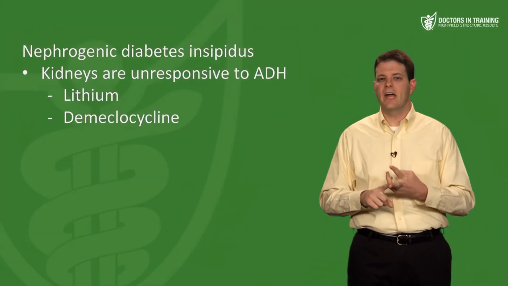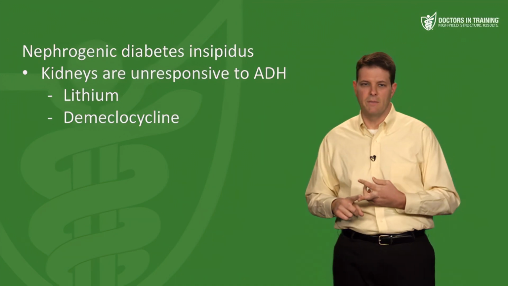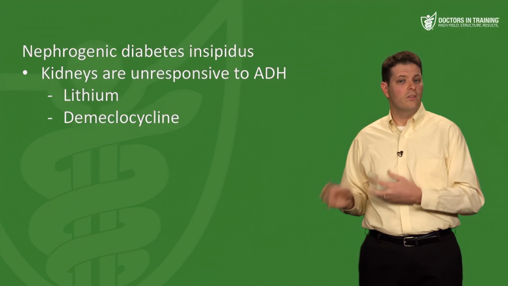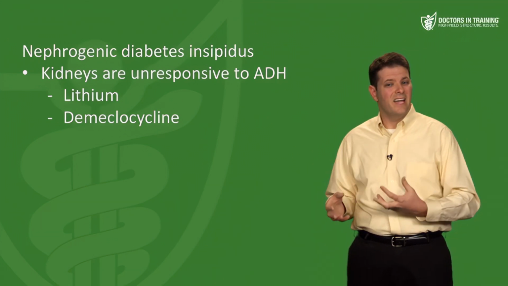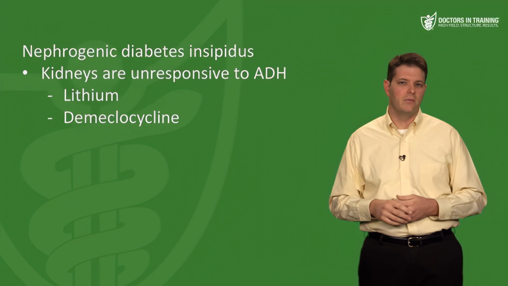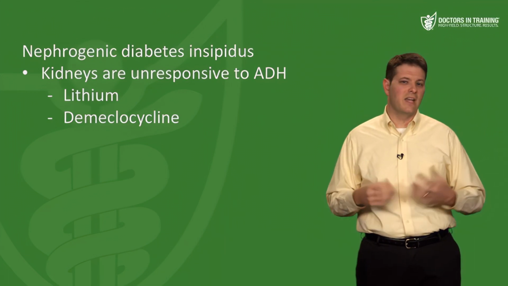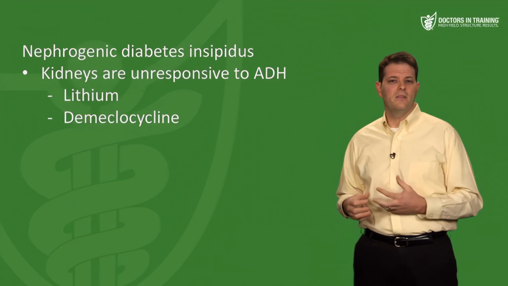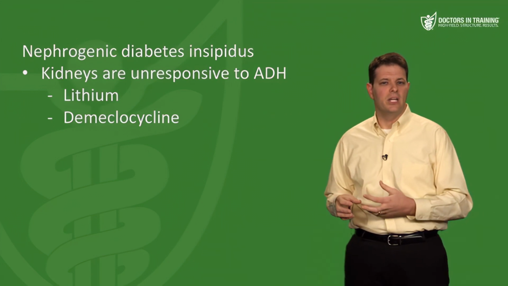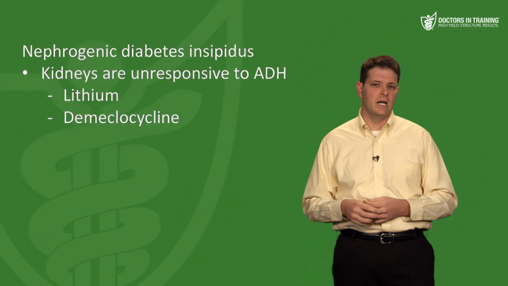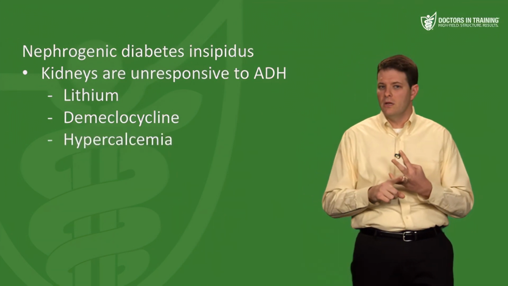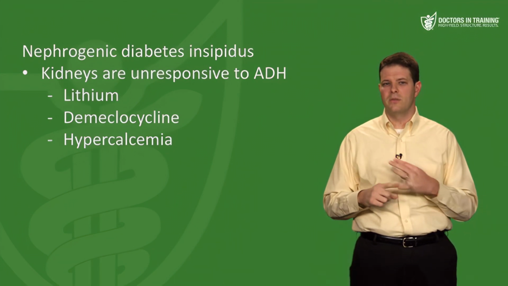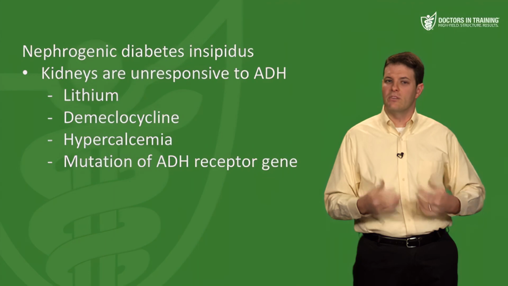So lithium is one drug that can cause nephrogenic DI. Another drug is demeclocycline, which is a cousin of tetracycline. Demeclocycline also interferes with the action of ADH, so sometimes we use it off-label to treat chronic SIADH because you're blocking the action of ADH. I don't know if I've ever seen demeclocycline used as an antibiotic, but I have seen it used for SIADH. But because it prevents the kidneys from responding to ADH, it can cause nephrogenic DI. Hypercalcemia can potentially cause some nephrogenic DI as well. And there's also a hereditary form where you simply have a mutation in the gene for the ADH receptor.